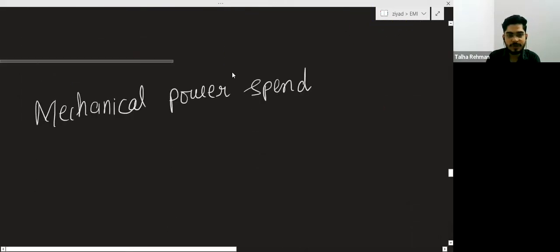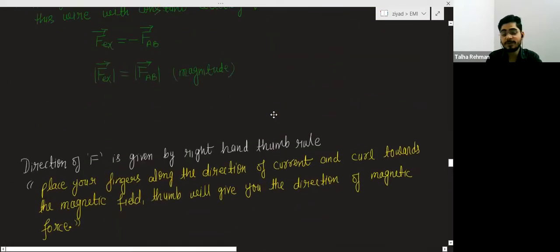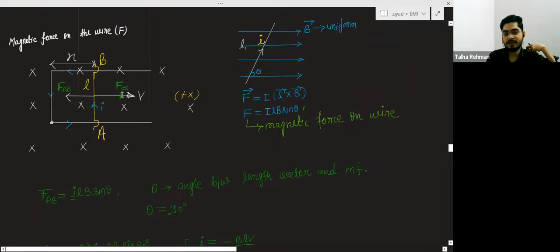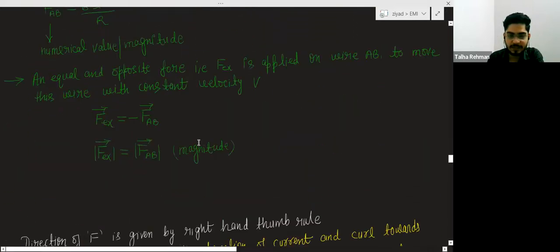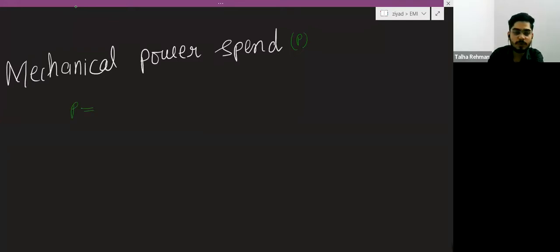Now we will discuss the mechanical power spent. What is the meaning of mechanical power spent? Why is mechanical power being spent? Because an external force is applied here to maintain the constant velocity of the wire. The mechanical power spent, I will represent with capital P. What is power? Power is the dot product of the external force applied and the velocity.